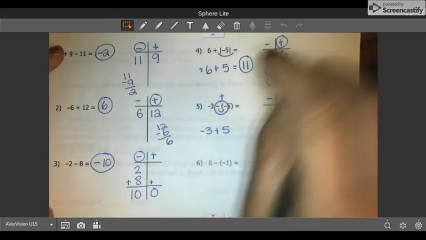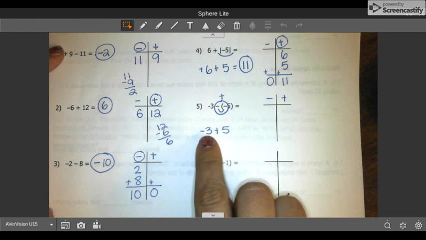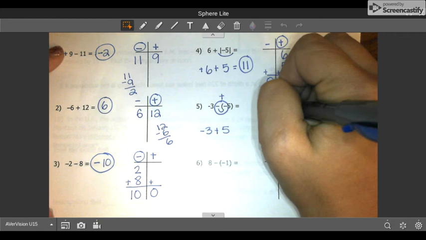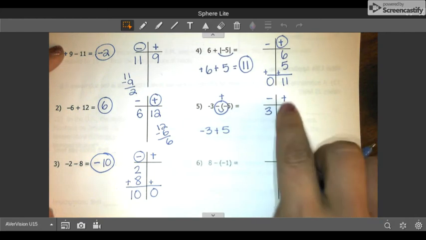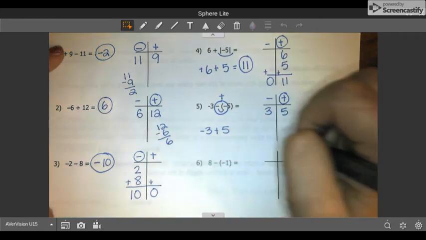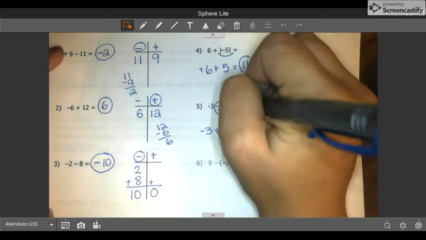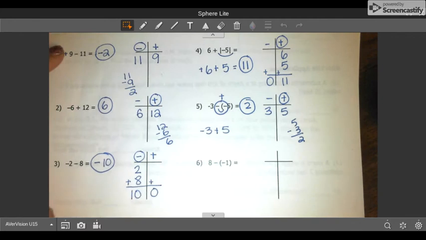Okay. Am I adding the 3 or am I taking away? I'm taking it away. And then I'm adding the 5. Which sign wins? Positives. By how much? By 2. So the answer is positive 2.